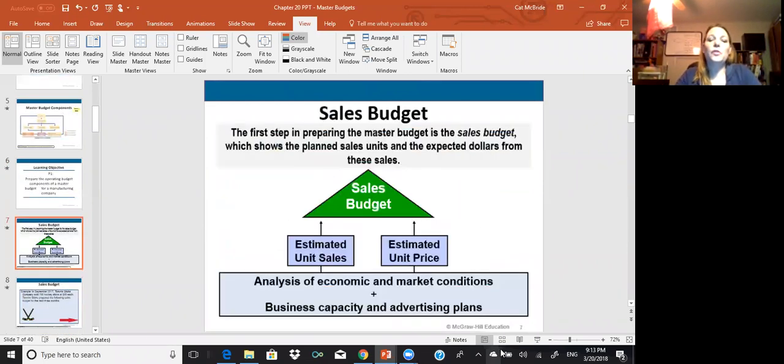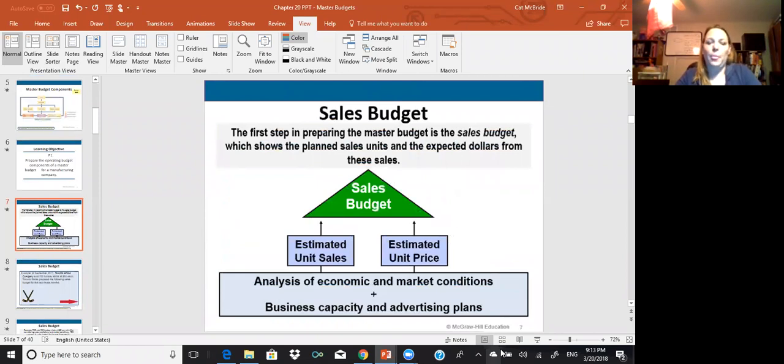So we're going to start with the sales budget. And where the sales budget works is we figure out how many units we expect to sell, and how much we are going to be paid for those units. And that's what makes up the sales budget. It sounds simple, and the sales budget really is. If the company is large and has several divisions, then the sales budget is done for each product line.